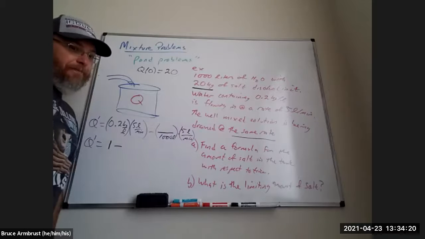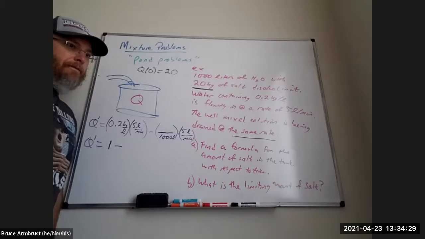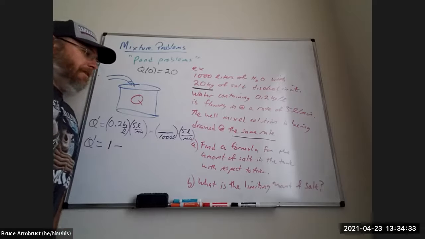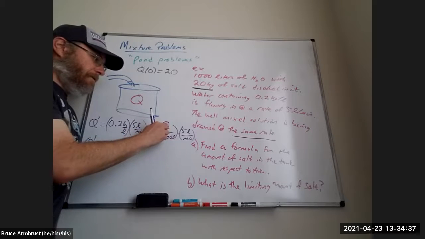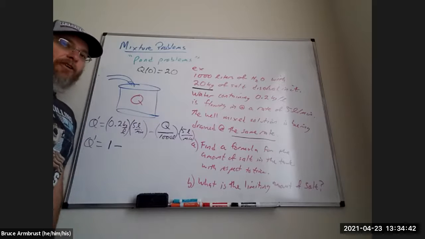They're 20, right? Okay, well, it starts as 20. Yeah, it's changing. But it's changing, right? Okay, so it's actually not constant. So it's a variable. But that variable is Q, right? Remember, that's what Q stands for. Q is how much salt is in the tank.